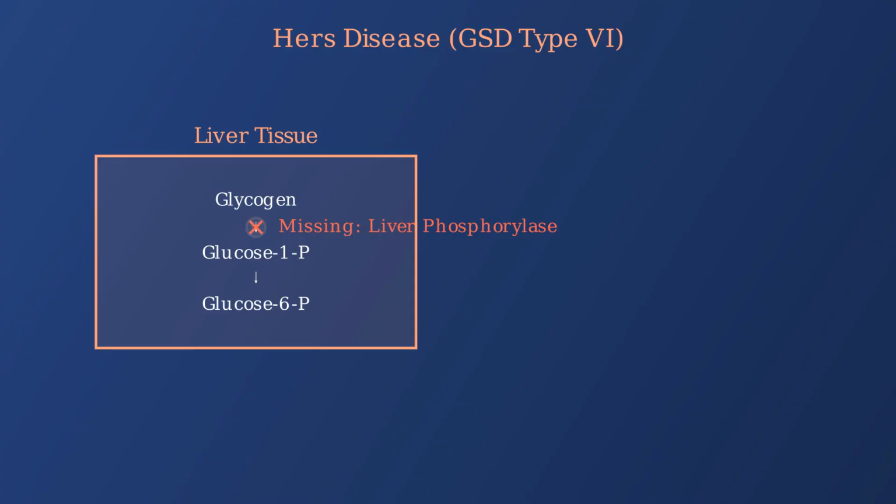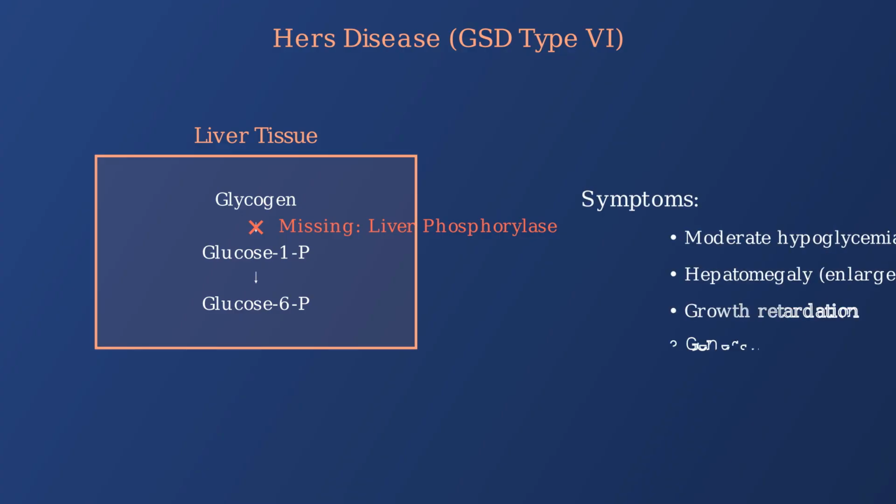Hers disease, or glycogen storage disease type 6, is caused by a deficiency in liver phosphorylase. In this disorder, the enzyme that breaks down glycogen in liver tissue is missing. This prevents the liver from releasing glucose into the bloodstream when blood sugar levels drop.